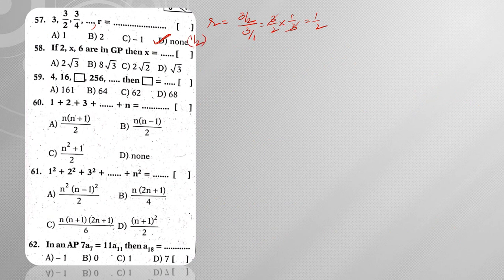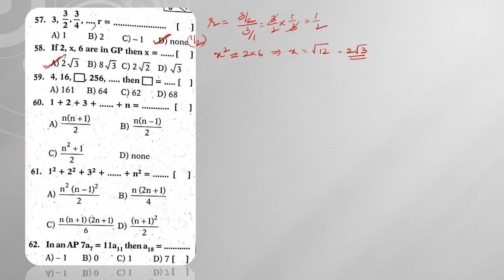Next, 2 comma x comma 6 are in GP. So GP means the middle one square is equal to 2 into 6. So from this x is equal to square root of 2 into 6, that is 12. So again this square root of 12 I can write as 2 root 3. Hence the answer is 2 root 3.